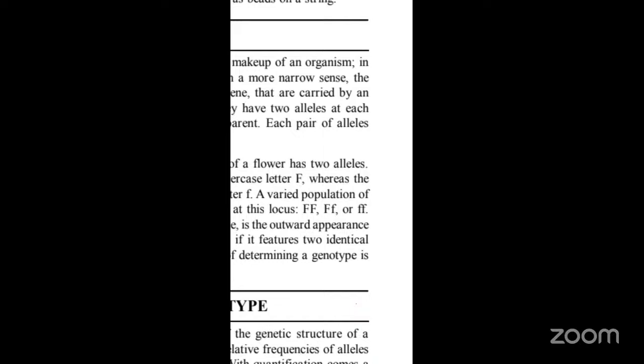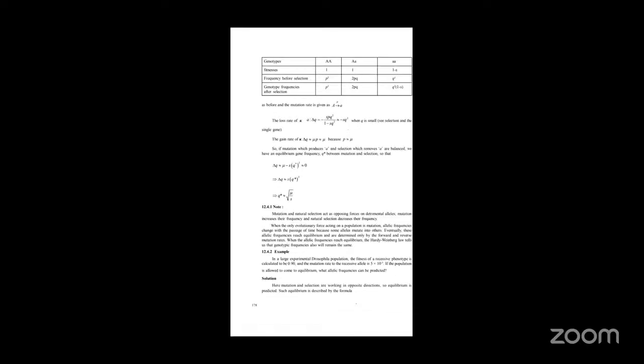Here, see: capital F capital F is homozygous, capital F small f is heterozygous, and two small f is homozygous. Like this, each and every point is given. Please go through this example and note it down. Here one more example is given, and please try to answer these questions. I am giving some time. The questions are here.